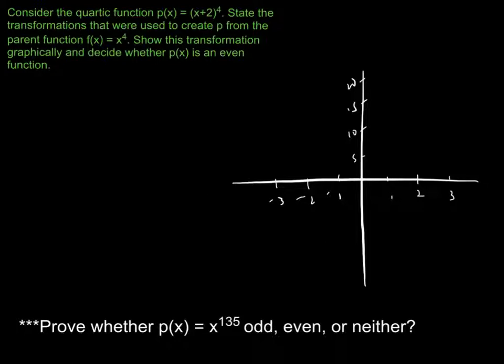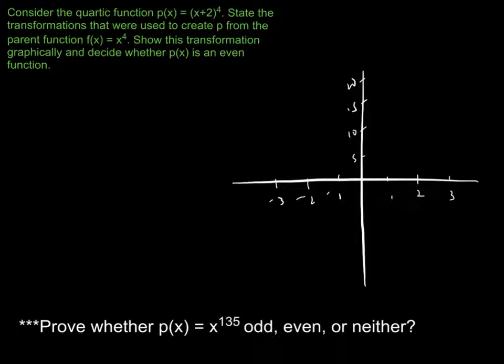If we break it down, the first part is we want to state the transformation that was made to the parent function x^4. Well, it would probably be really helpful to go ahead and graph x^4 so that we can get a visual of it and think about what might be happening when we look at p of x. So if we do that, I want you to take a minute right now, pause the video, and actually try graphing it yourself. Good.